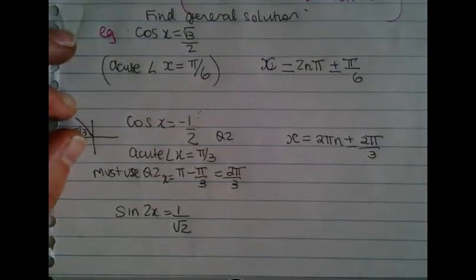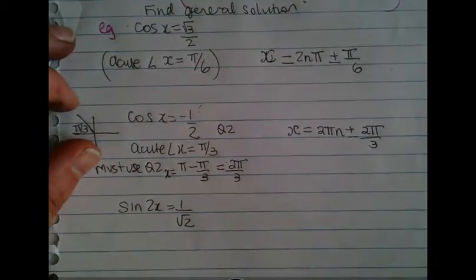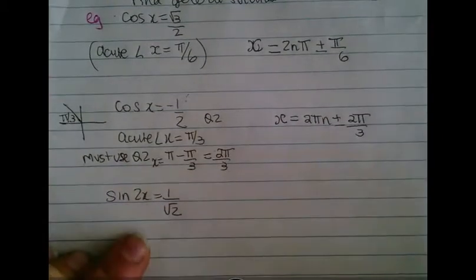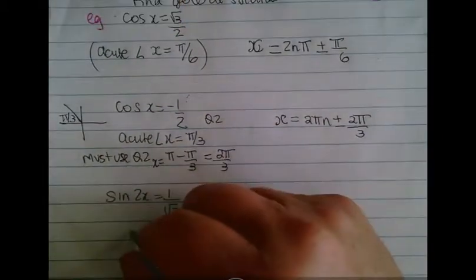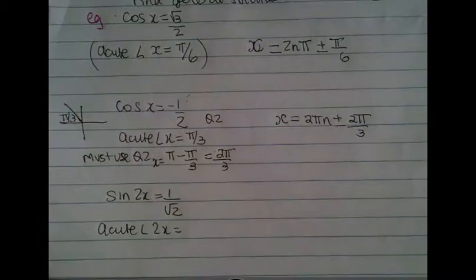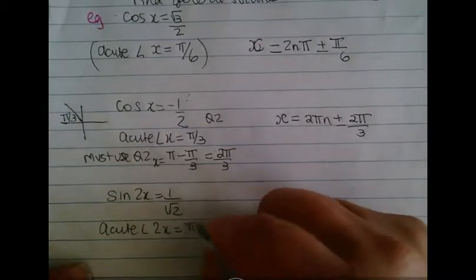We've also got to look at the ones where sine and tan are negative. When sine and tan are negative, you have to use quadrant 4. Okay? The third example here: sine of 2x is 1 on root 2. So girls, in this case my acute angle is 2x. You say to yourself, sine of what is 1 on root 2? Sine of 45, that's pi on 4.